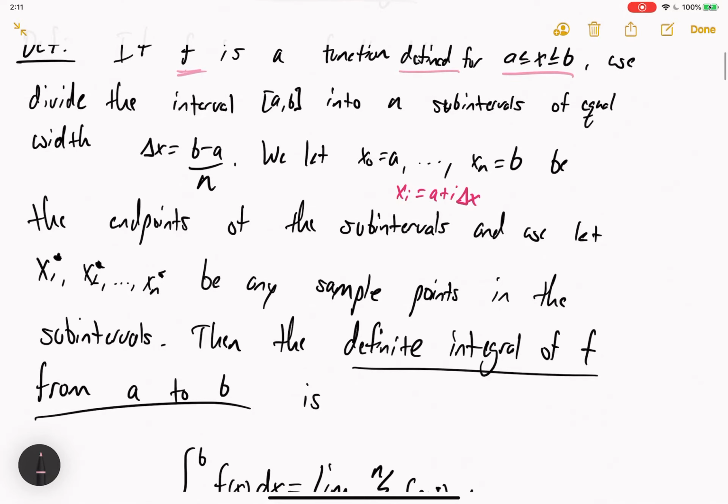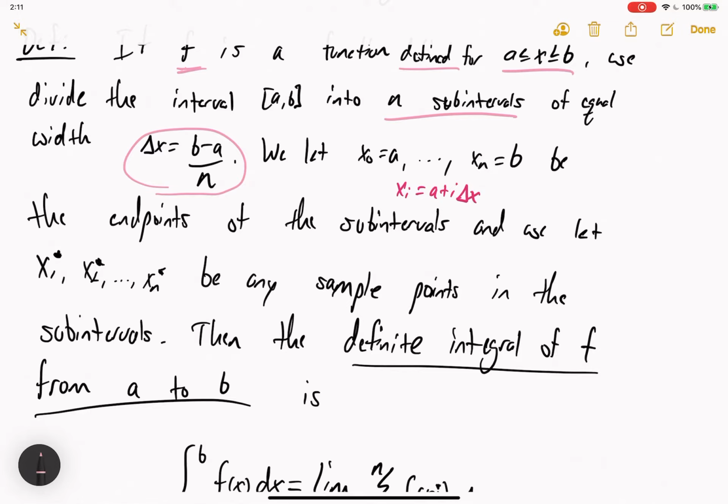So we divide the interval [a, b] into n subintervals of equal width, where delta x is equal to (b minus a) divided by n. We let x0 equal a, x1 equal a plus delta x, and so on up to xn equal b. Those are going to be the endpoints of the subintervals.